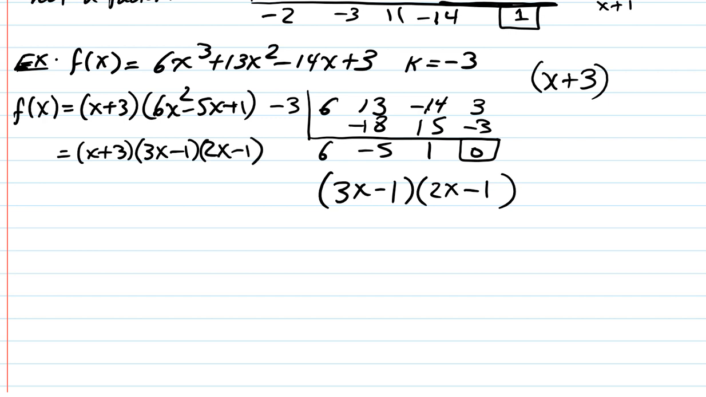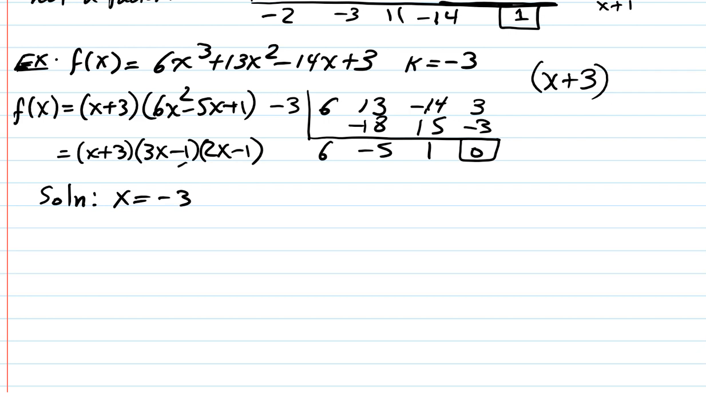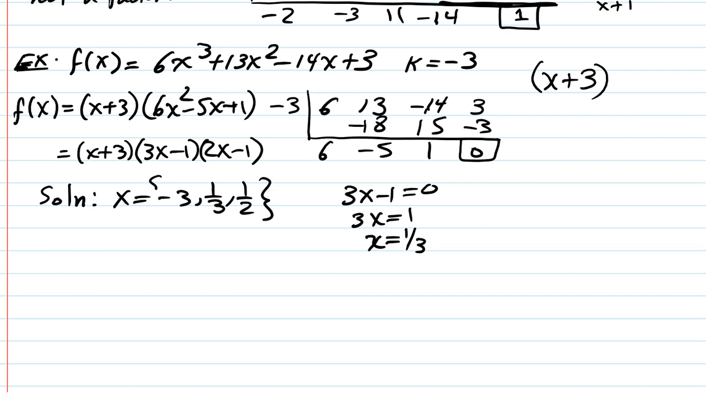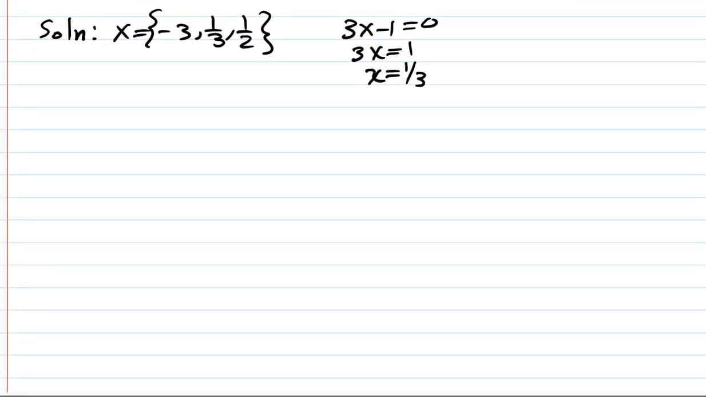Linear factors. And the solutions, of course, might as well write them. Solutions: x is negative 3. What makes 3x minus 1 equal 0? Add 1, divided by 3. So 1/3 is the other 0, and 1/2 for the last binomial factor. So we managed to write it in factored form as well as get all 3 solutions. Notice third degree, it has exactly 3 solutions. And all of them were real, no complex solutions on this one.